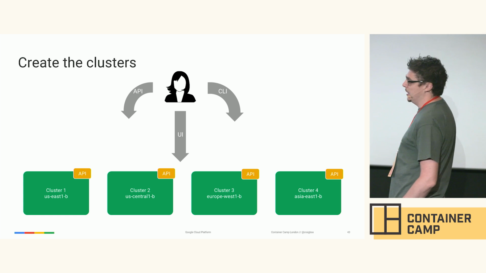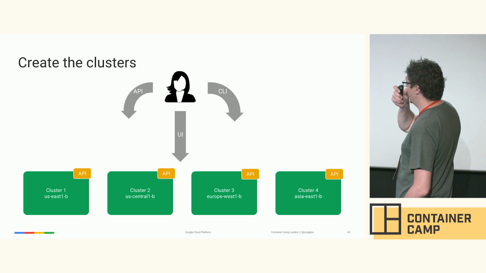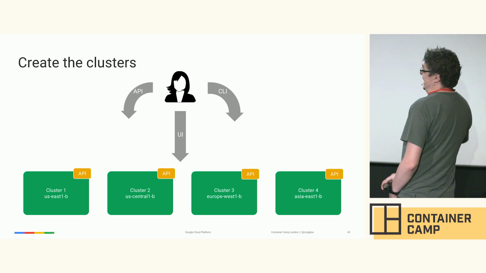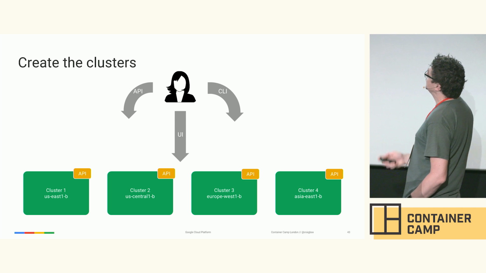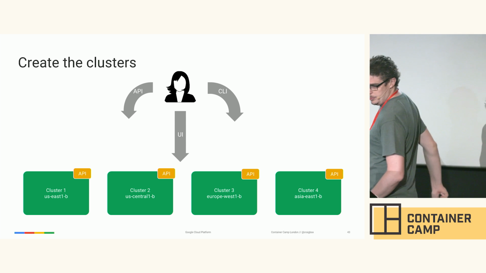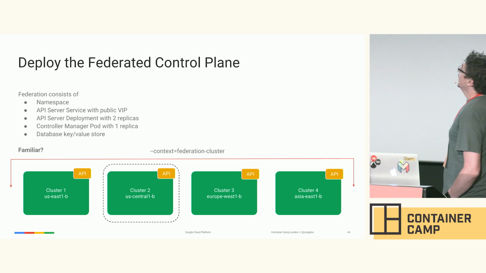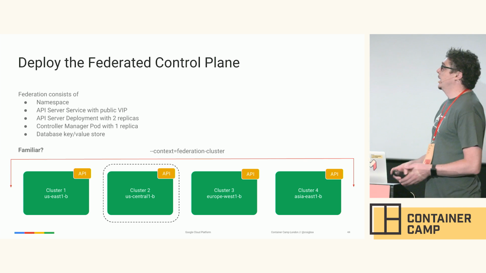So what does this look like? First of all, we create some clusters. In this example here, we use 4 cloud zones, and we like B for today, so we'll create them all in zone B in those 4 different regions. You can pick whichever method you want to deploy those. So now we'll deploy a federated control plane.